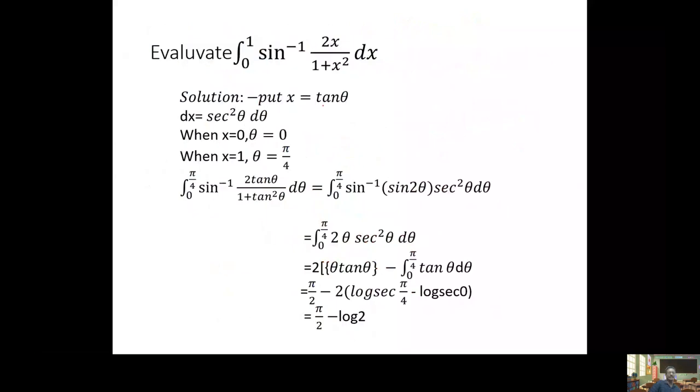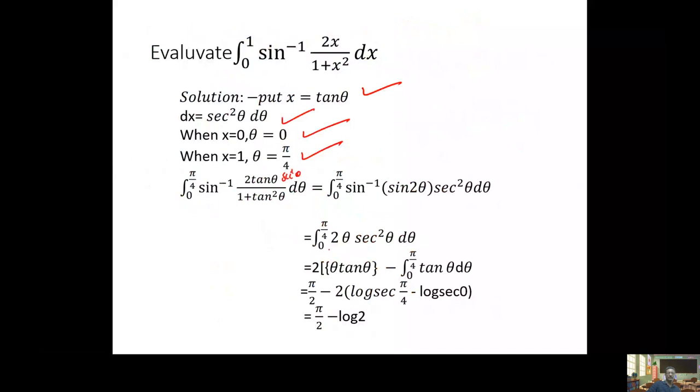Evaluate integral 0 to 1 sine inverse of 2x by 1 plus x squared. So here you substitute, put x is equal to tan theta, dx is equal to sec squared theta d theta. When x is equal to 0, theta is equal to 0. When x is equal to 1, theta is equal to what? Tan theta is equal to 1 means theta is equal to pi by 4. So 0 to pi by 4 sine inverse of 2 tan theta by 1 plus tan squared theta, d theta. What is d theta? D theta is sec squared theta d theta.